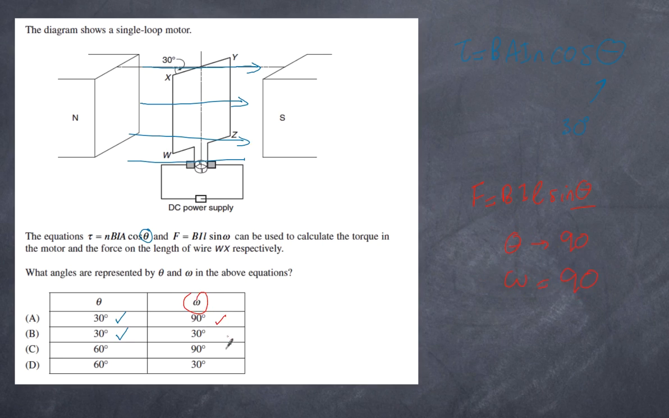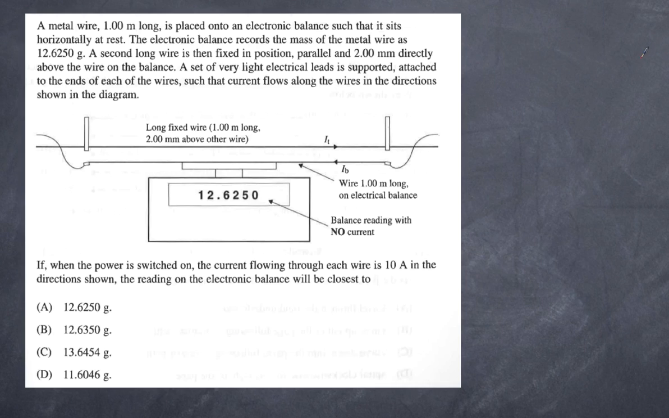That means it's that answer and that answer. The only possible combination that fully explains this is A. And there's your answer. Now we go to a more difficult question to deal with two wires that exert forces on each other due to the fact that they both carry currents. But this particular question requires some mathematical skills as well, and it's not just about the motor effect.